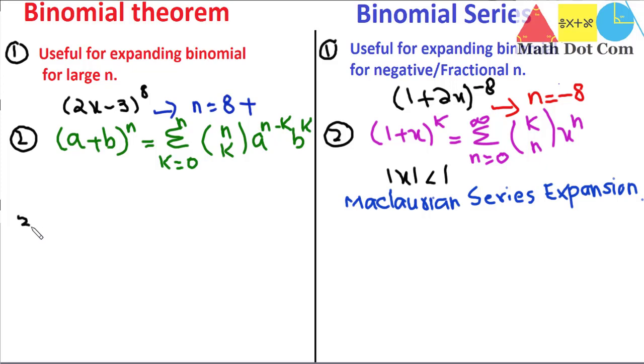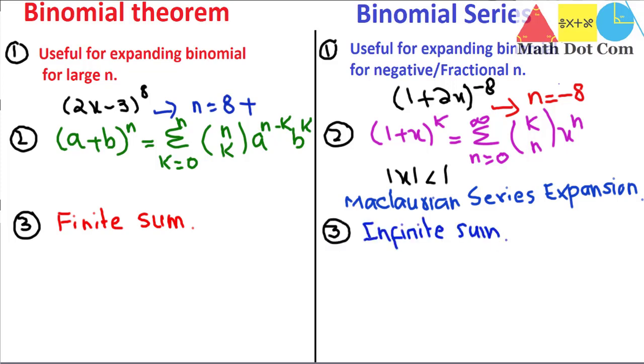Now what is the third difference? The third main difference between the two is that we will get a finite sum by using the binomial theorem. It means we will get an expanded form that will be finite, that will have a certain end. But in case of the binomial series, we will have an infinite sum. This is another main difference between the two.